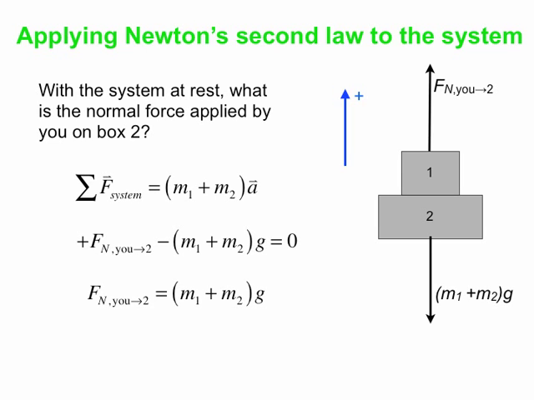You want to check that this is exactly what came out when we drew the free body diagram of the second box. And it is the same result, so that's good. We should get the same result. Fnu on 2 is what we said before, m1g plus m2g. That's exactly the same as what we have here, m1 plus m2, all multiplied by g.